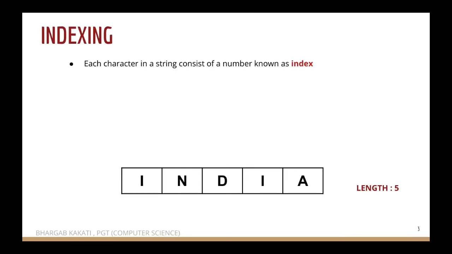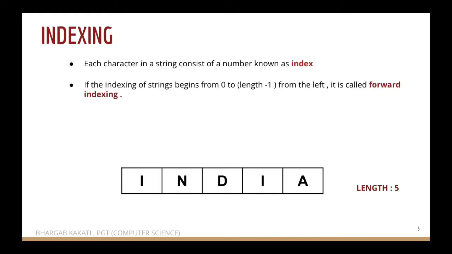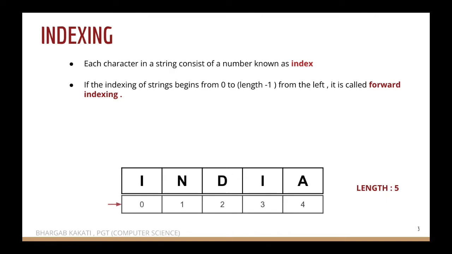There are two types of indexing system. One is forward indexing, the other is backward indexing. Let's see what these indexes are. If the indexing of strings begins from 0 to length minus 1 from the left, it is called forward indexing. As you can see here in the diagram, the first character has the index 0, the second character has the index 1, the third character has the index 2, the fourth character has the index 3, the fifth character has the index 4. Then it is known as forward indexing.